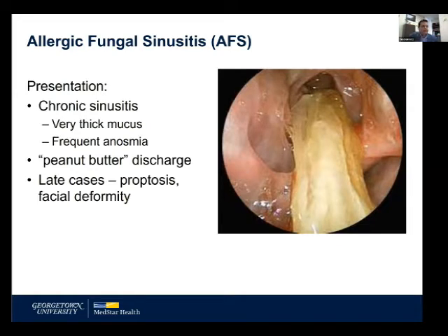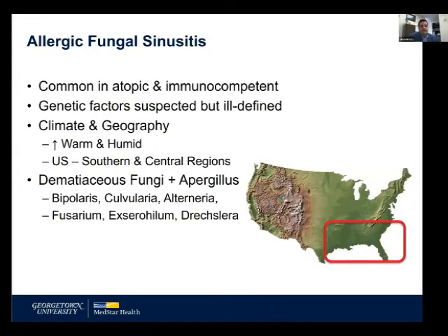And like I said earlier, these patients can look really, really bad. Late cases oftentimes will have significant remodeling of the bone, and they can have proptosis, oftentimes bilaterally, and facial deformity from chronic changes of this affecting the sinonasal structure. This is common in atopic individuals as well as immunocompetent. It's not common, but it's now commonly found in atopic and immunocompetent.